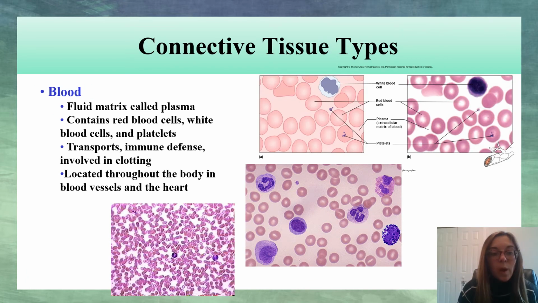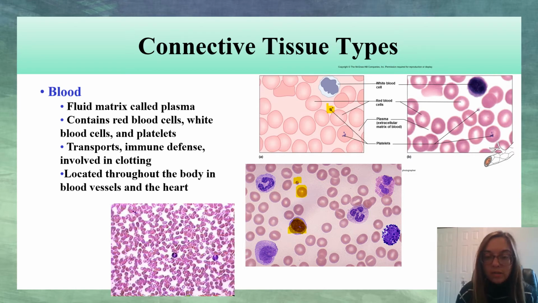Okay, next up is blood. Blood is suspended in a fluid matrix, and that's your plasma. It has red blood cells, white blood cells, and platelets. Okay, the red blood cells, you can see here. The white blood cells are these ones that are stained purple. They're the large cells. You can see there's much more red blood cells than white blood cells. And platelets are kind of the smaller parts that you see in the images.